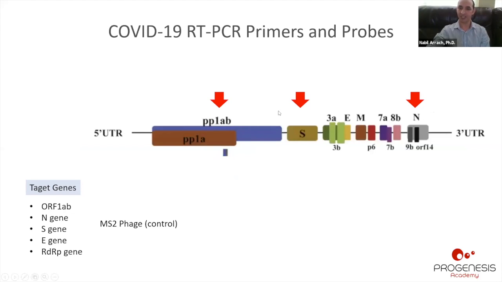Typically, genes targeted for amplification using qPCR are open reading frame 1B. You have a probe here, one in S and one in N. Those are the ones that we use in our lab. Other labs have used gene E for envelope, and RdRp. We also use MS2 phage genetic material as a control for procedures.